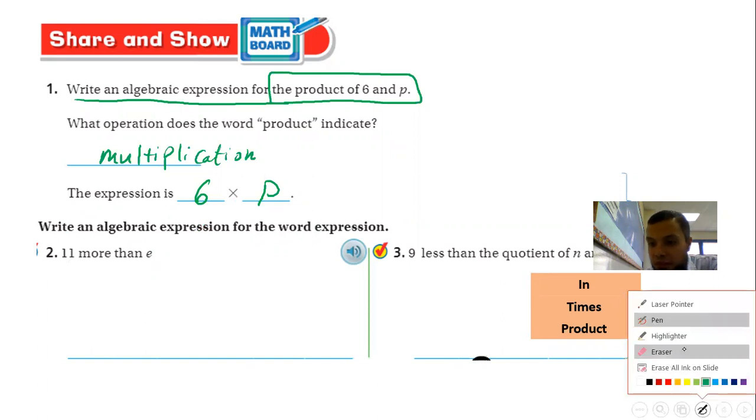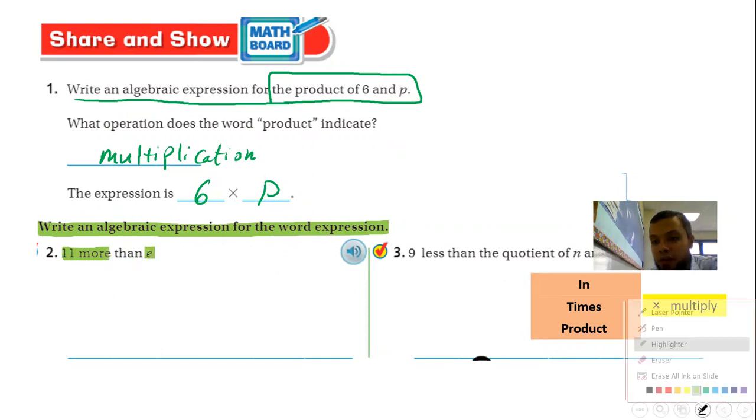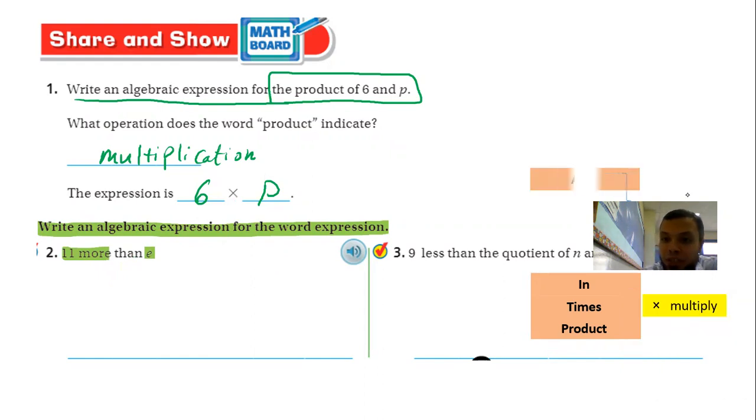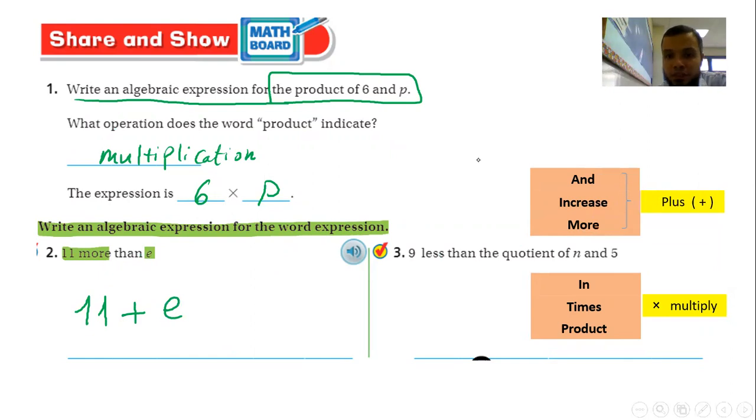Let us read together. Focus, please. Write an algebraic expression for the word expression. 11 more than E. 11 more. Yeah, we have studied the word more before. More means plus. So 11 plus the letter E. Easy or difficult? Easy, very easy.